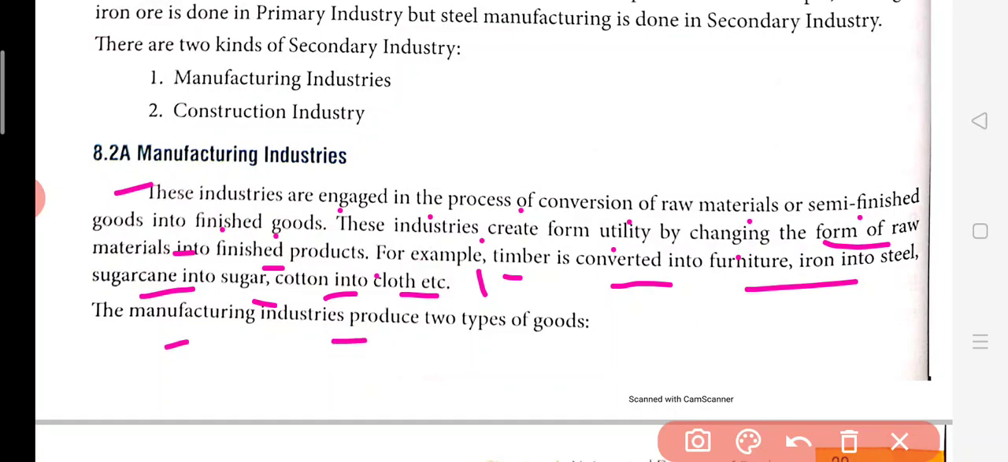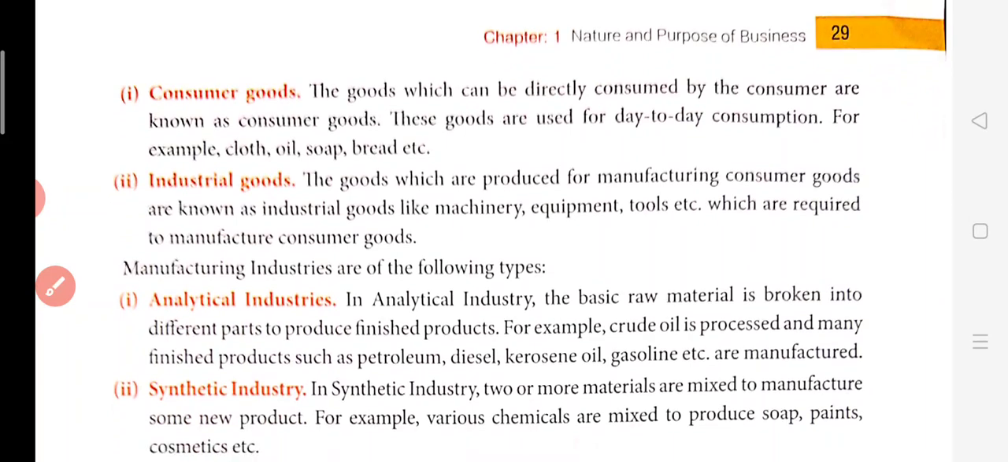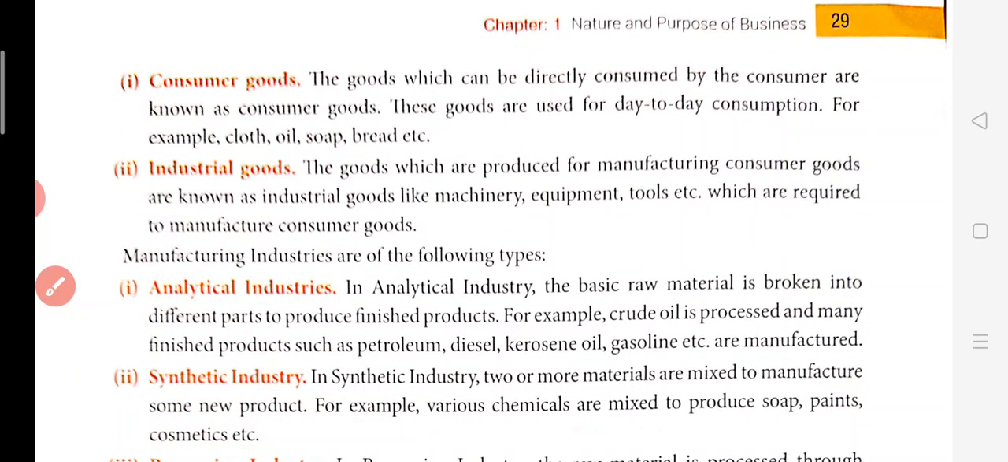Now the manufacturing industries produce two types of goods, consumer goods and industrial goods. So let us first understand these two goods, consumer good and industrial good. These are the two goods which are being made by the industries.